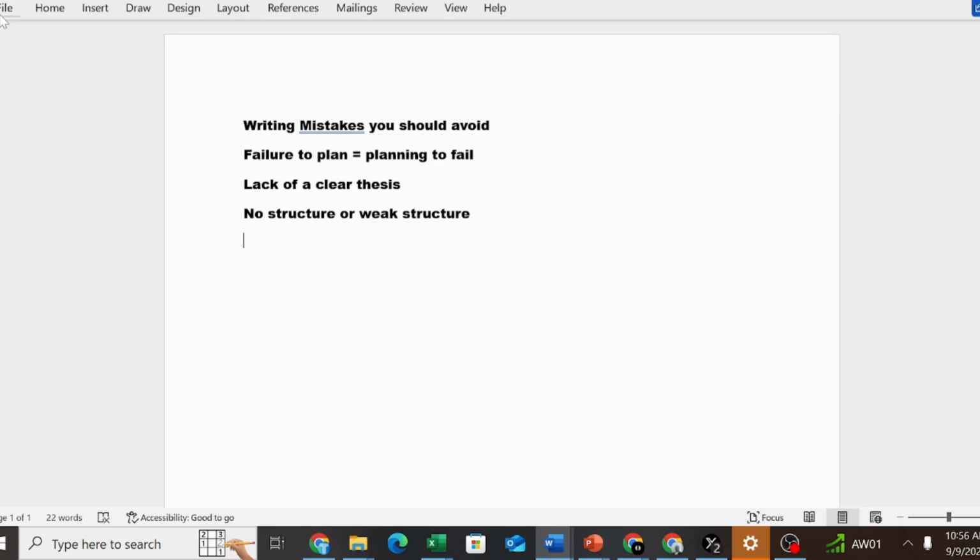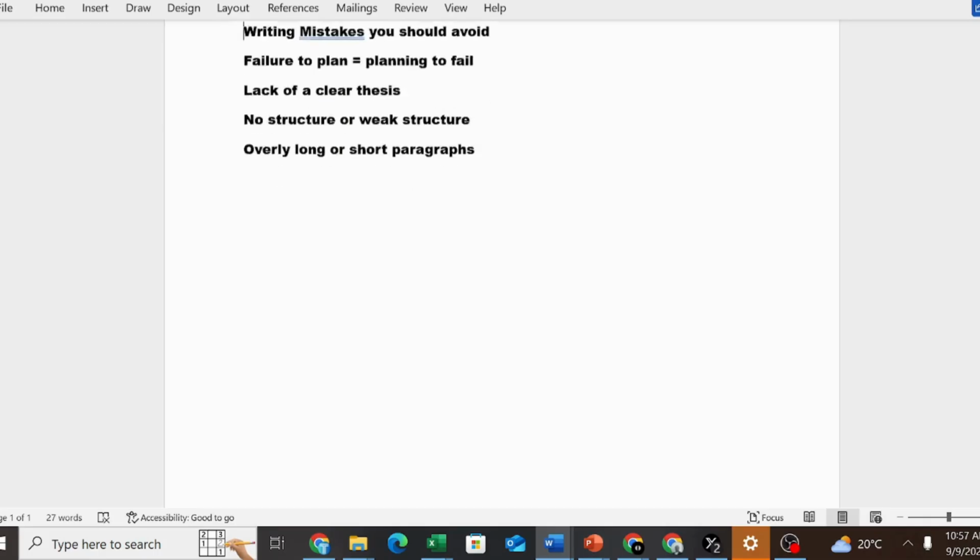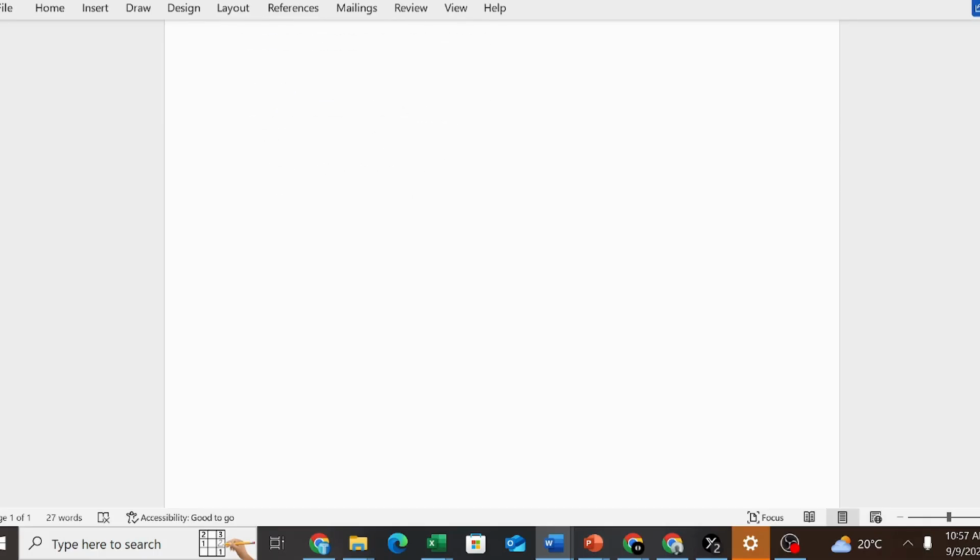Mistake number four, and I see so many students committing this mistake: overly long or short paragraphs. If you find yourself overwhelmed, you want to write everything, you want to put everything on one page. For example, someone starts writing a paragraph here and it ends in the next page. That's a very long paragraph, and when you have such long paragraphs, you confuse your professor.